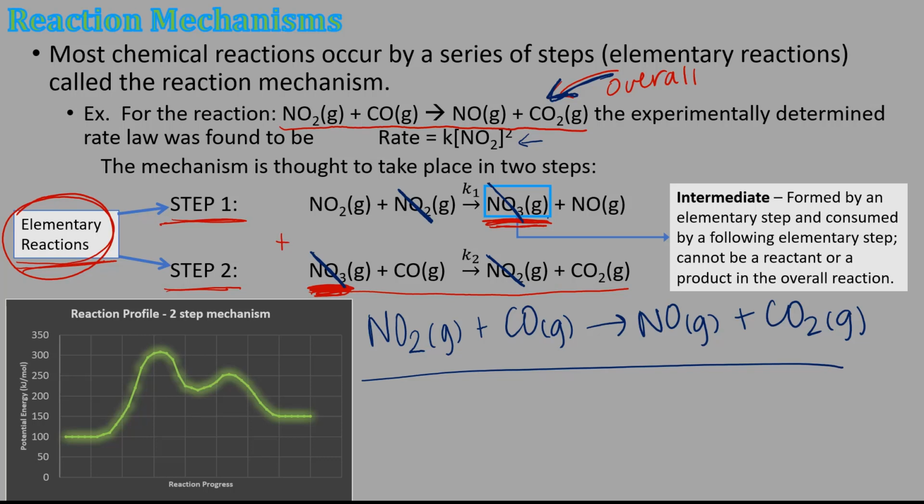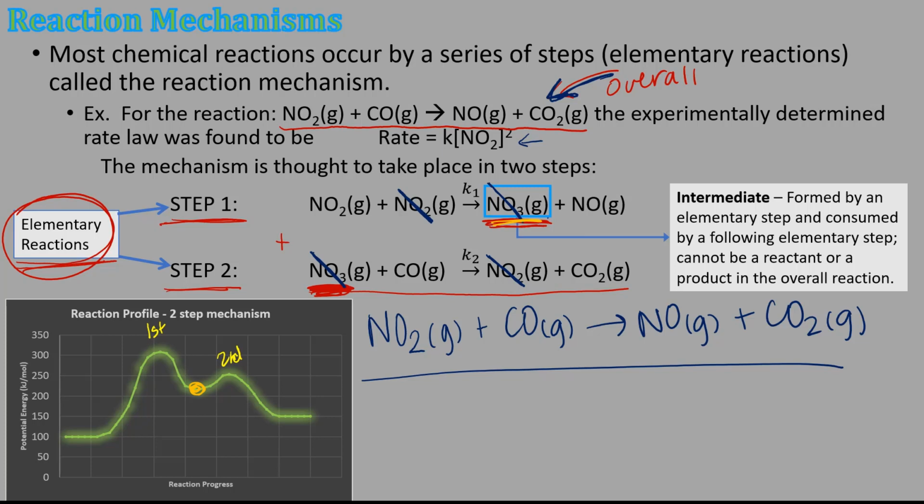I also wanted to show you guys a reaction profile for a two-step mechanism because I think it's important that you see it now instead of later. As you can see, it's got two peaks instead of one normal one. What that means is that you've got two steps. This is the first step, and this is the second step. Right here at the dip, right in the middle, that's where the intermediate is formed. That's where we would show it on a reaction profile if we needed to.